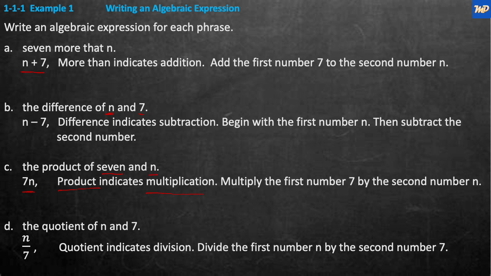And then finally, D here, the quotient of n and 7. In this case, it's n divided by 7. Quotient indicates division. Division and quotient mean the same thing, right? Divide the first number, n, by the second number, 7. n divided by 7. Okay?